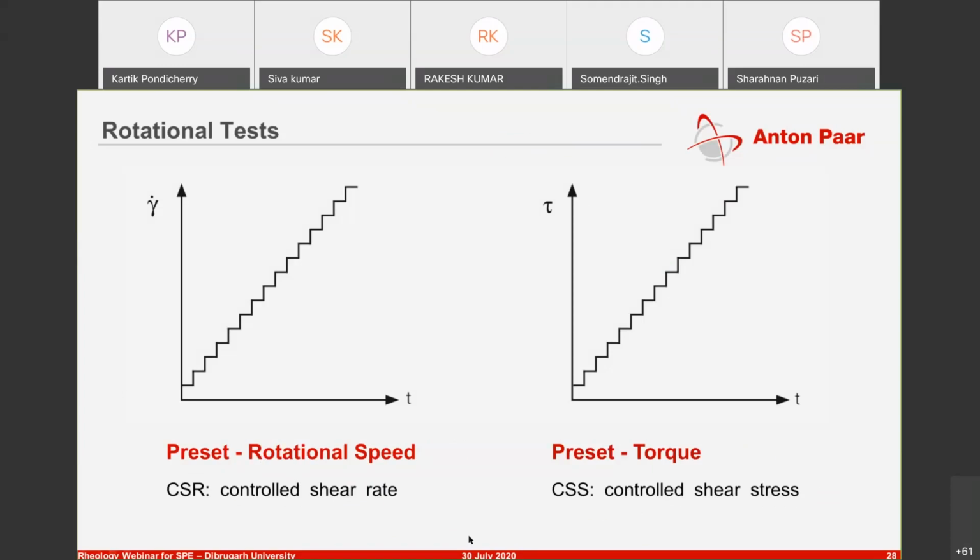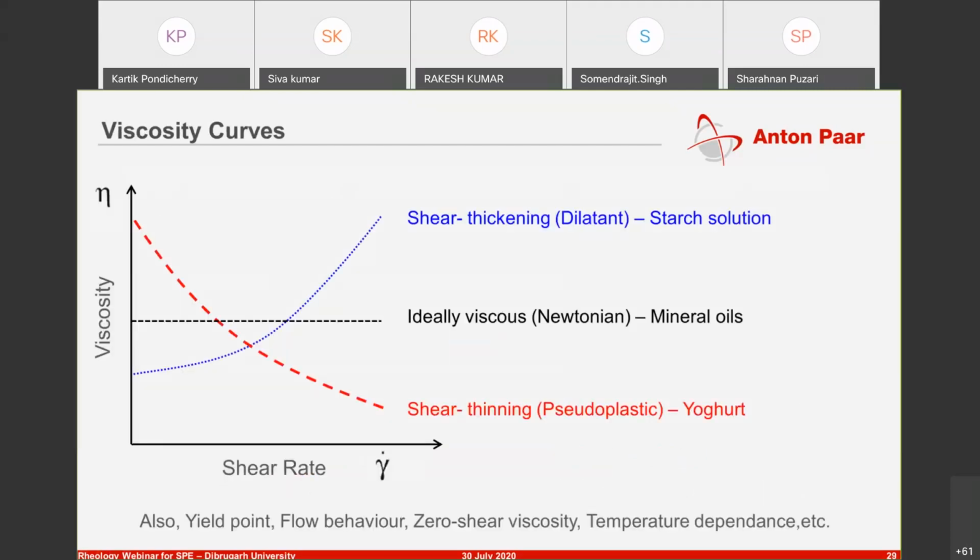So you are actually, time is fixed, but what you're changing is the rotation or the deflection. And if you're looking at the torque, it is force times the radius, of course. So in principle, you are setting the deflection and looking at the force or vice versa. And what do you get out of this? One of the simplest things that you can get out is a viscosity curve, wherein you might see different behaviors.